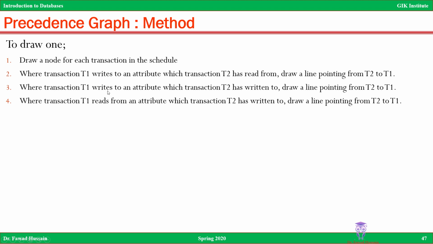When transaction T1 writes to an attribute which transaction T2 has also written to, you draw a line from T2 to T1. When transaction T1 reads from an attribute to which T2 has written, draw a line from T2 to T1. So you see that there are three possibilities: read after write, write after read, and write after write. As I said before, read after read is not an issue.